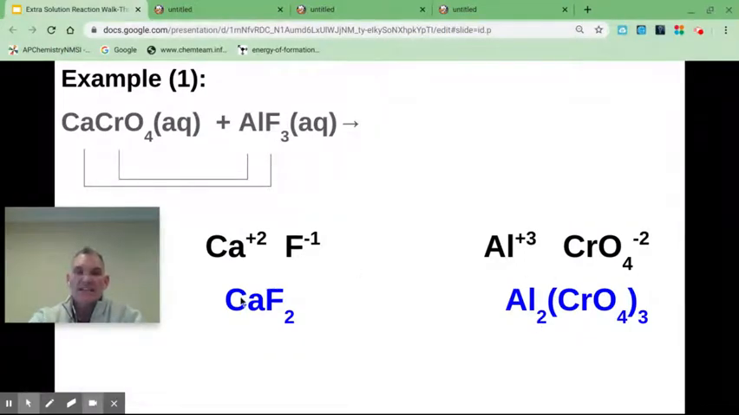So these are my two products that are going to show up on this side of the reaction. I need to know, though, are they soluble or not? And then I can put the correct states of matter.